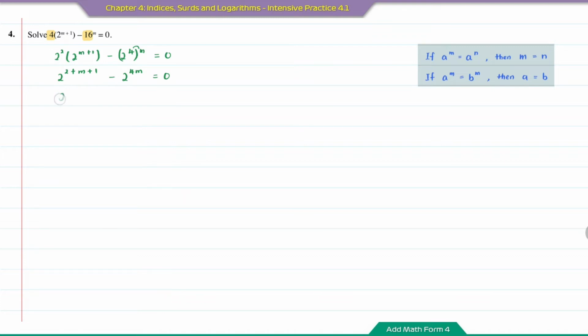So next, here you're going to have 2 plus 1, which is equal to 3 plus m here. And we're going to move this one to the other side. So it will be equal to 2 to the power of 4m. So both sides are equal to each other with the same base. So now we can just compare the power. So I'm going to move the m to the other side. So 3 equal to 4m minus m, which is equal to 3m. So then move this 3 to the other side. So m is equal to 3 divided by 3, which is equal to 1.